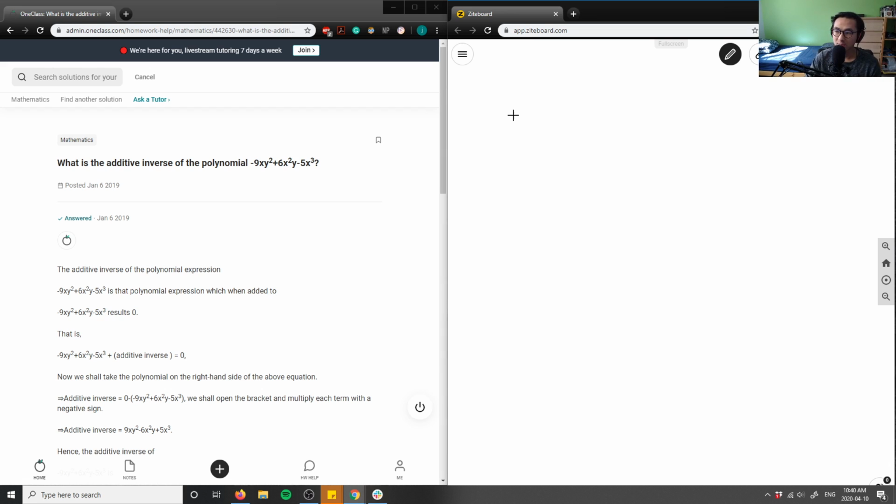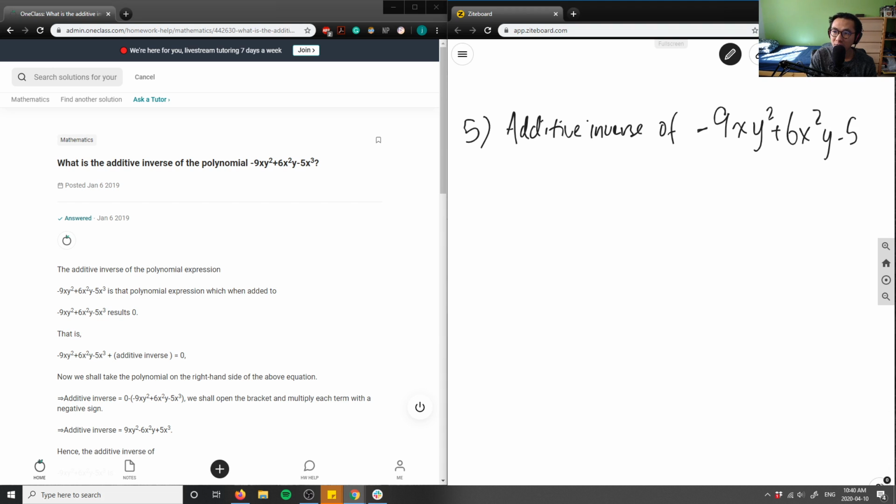So this is number 6. Sorry, this is number 5. Question 5. So it's asking us, what is the additive inverse of the polynomial? And they give us that, right? So our additive inverse of negative 9xy squared plus 6xy squared minus 5x cubed. So they're asking us, what is the additive inverse of this polynomial function?